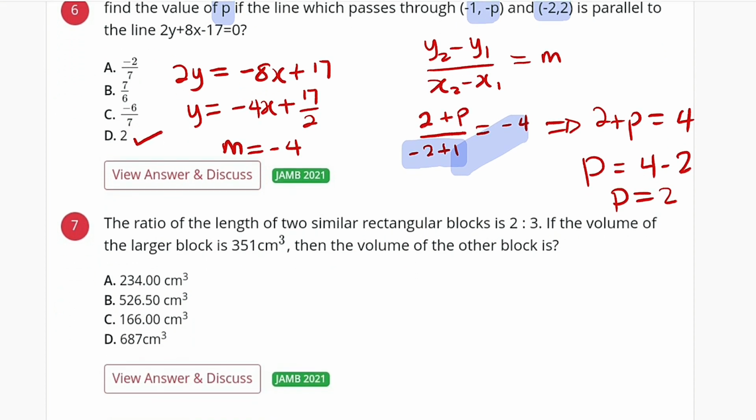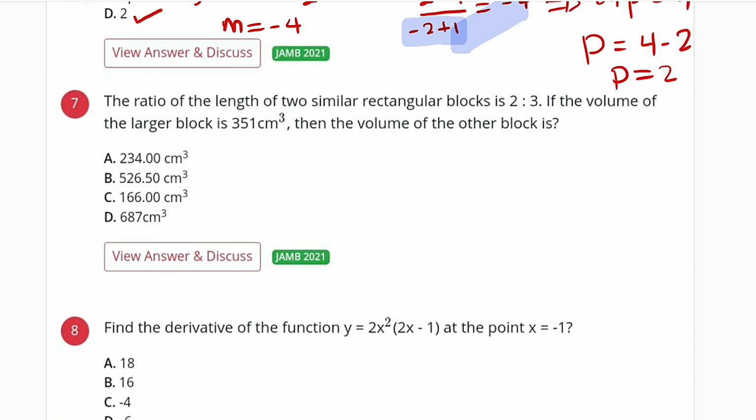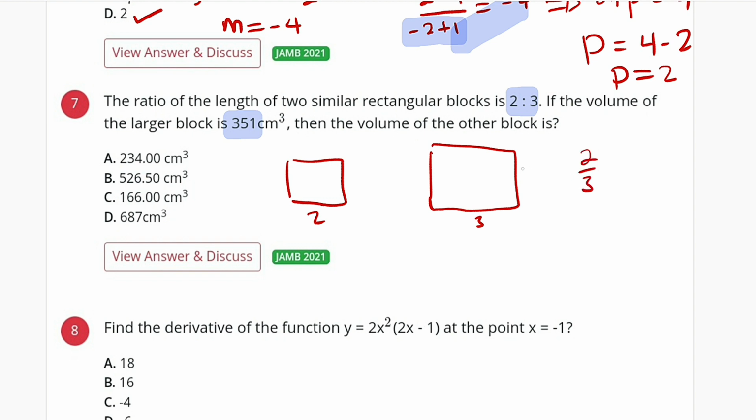Moving on, question number 7. The ratio of the lengths of two similar rectangular blocks is 2 to 3. If the volume of the larger block is 351 cm cubed, we are asked to find the volume of the smaller block. Okay, suppose we have blocks like this. This is the smallest one. This is the biggest one. And they are in the ratio, their size 2 to 3. The linear scale factor is 2 ratio 3, which is 2 over 3. This is linear scale factor.